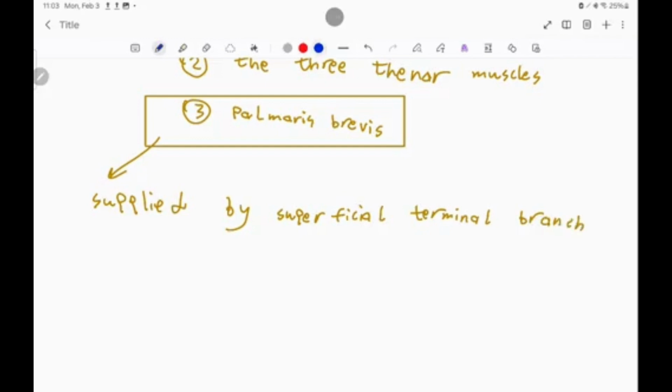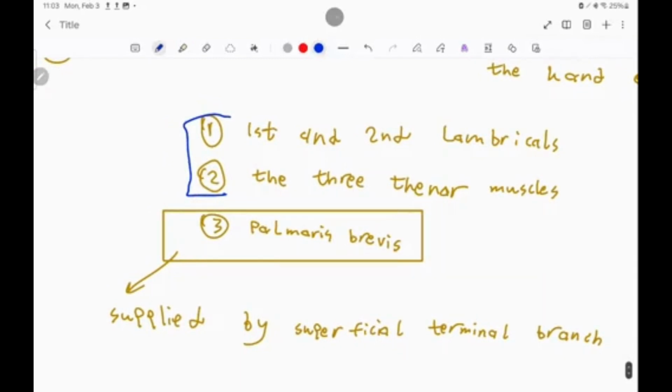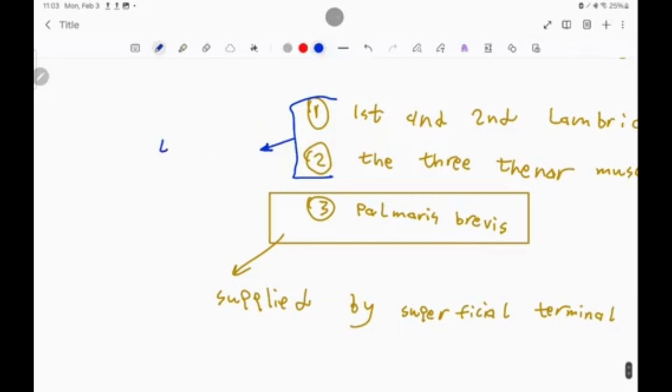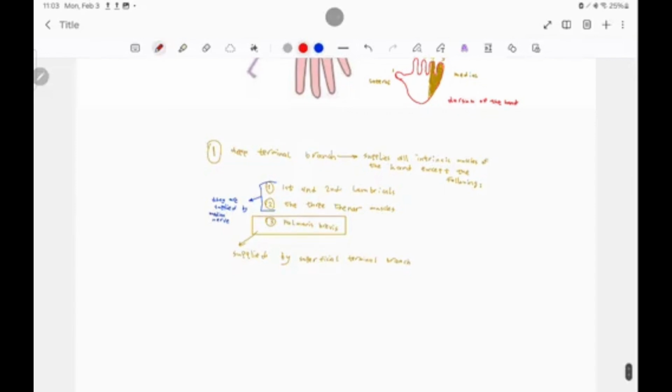Okay, what about those two? Those two are not supplied by the ulnar nerve at all. Then they are supplied by what? They are supplied by the median nerve. Now let's discuss the muscles of the hand in order to make things more clear.